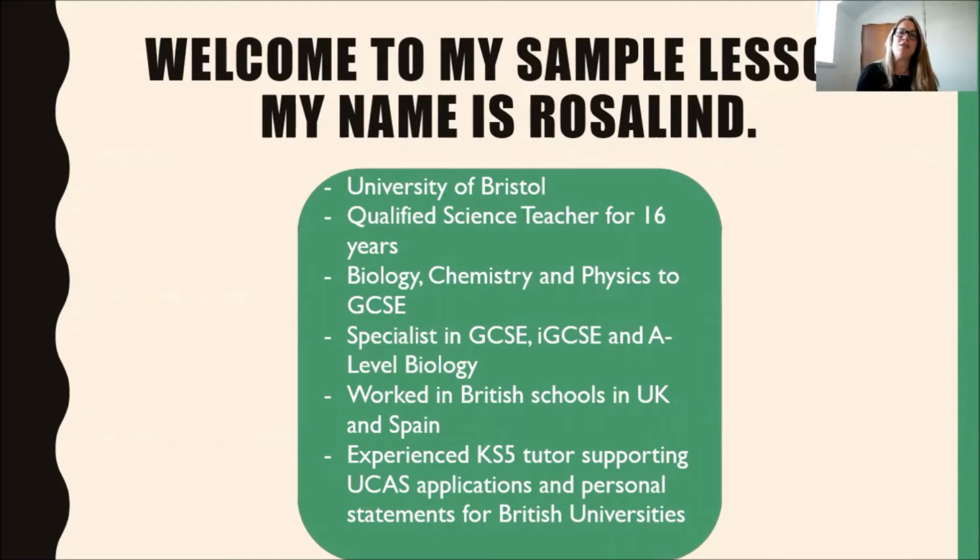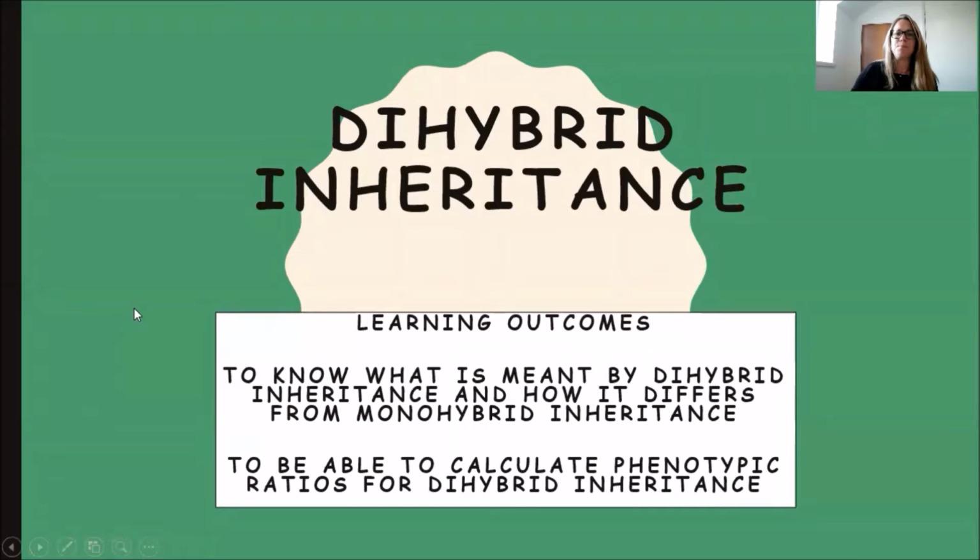I can teach chemistry, physics and biology to GCSE or IGCSE, but I'm a specialist in A-level biology. Today's lesson is going to be aimed at those students studying A-level biology, and in particular if you are in your second year of biology, you will learn about something called dihybrid inheritance. So let's get started with that.